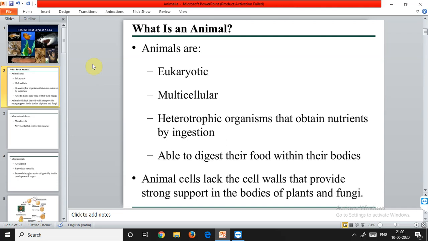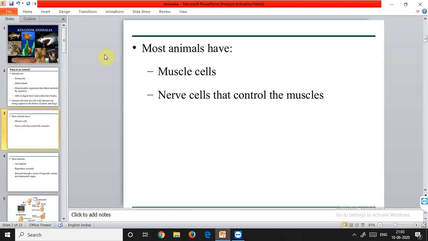as they have different cells which are assigned to perform this digestion also. Animals also lack the cell walls that provide strong support in the bodies of plants and fungi. So cell wall is present in plants and fungi, but it is made up of different material in each case, though the basic function of the cell wall is to provide strong support to the body.